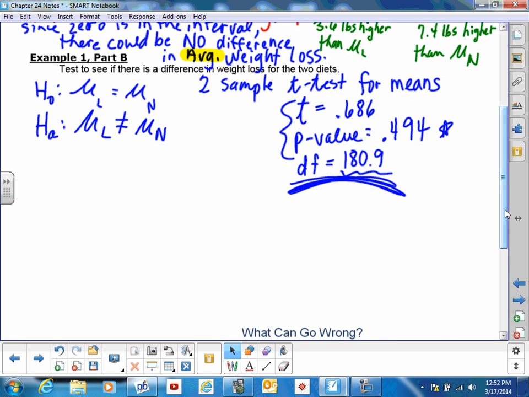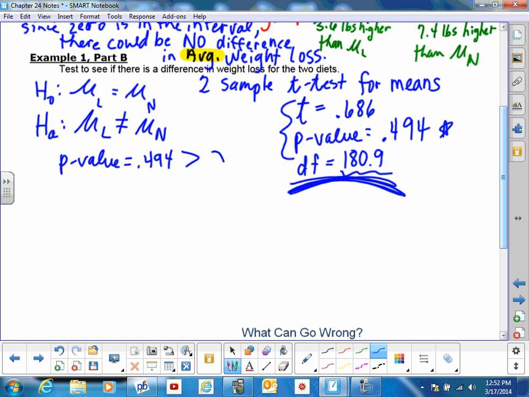So now we are to obtain the p-value, which we already have, but we're going to compare it to alpha. 0.494 is way more than our alpha. So what conclusion do we draw? Fail to reject. We do not reject this. Now, am I saying that mu of L equals mu of N? No, I'm not saying they're equal. I just do not have evidence to reject their equality.